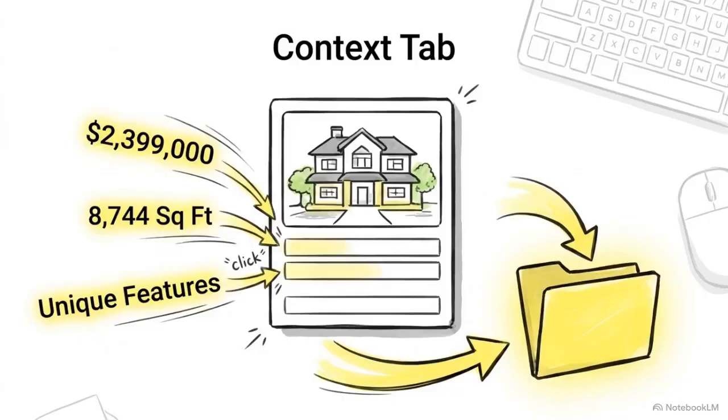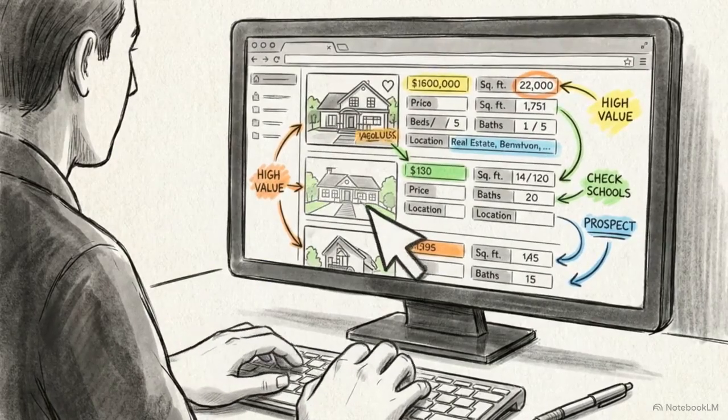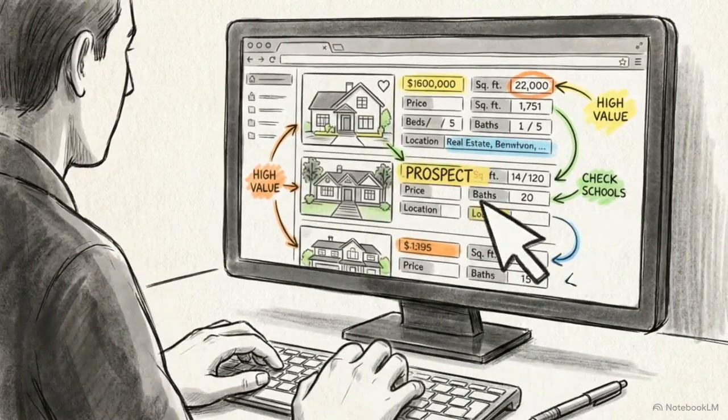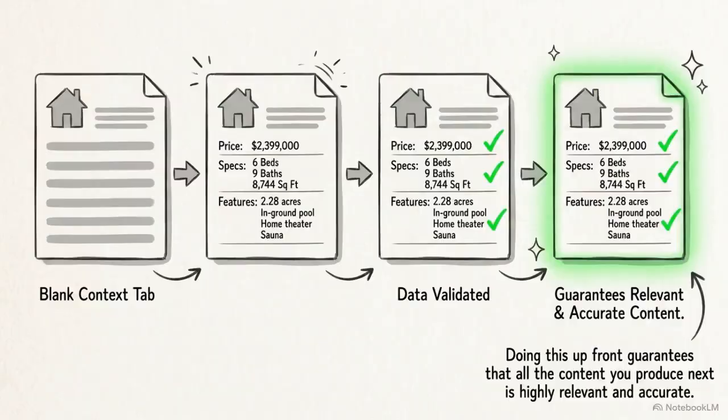Next, paste your raw property facts, like price, square footage, and unique features, into the Context tab. This gives the AI the strict parameters it needs to work with. Grounding the system with accurate facts and photos is a required step. Doing this upfront guarantees that all the content you produce next is highly relevant and accurate.